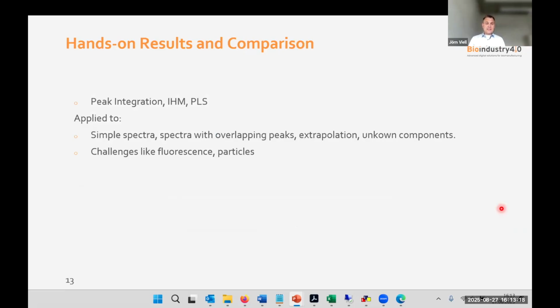So in the following slides, I'll show you some applications of peak integration, the very simple approach, the indirect hard modeling and partial least squares, two very simple spectra, but then advancing to overlapping peaks, extrapolation, and even unknown components. And we'll have an outlook on challenges like particles and fluorescence.